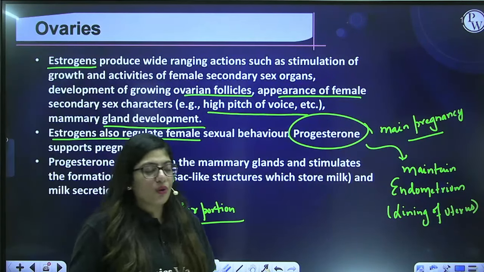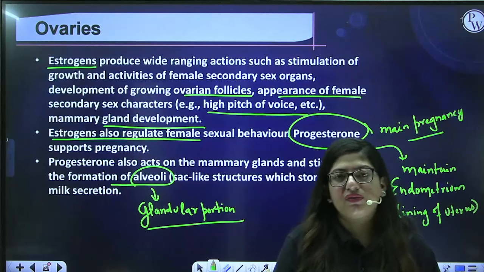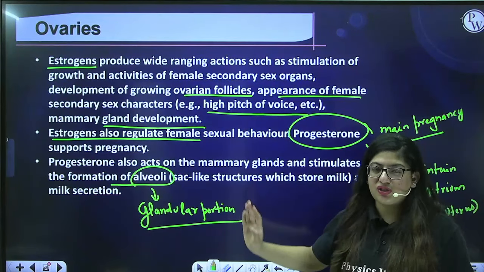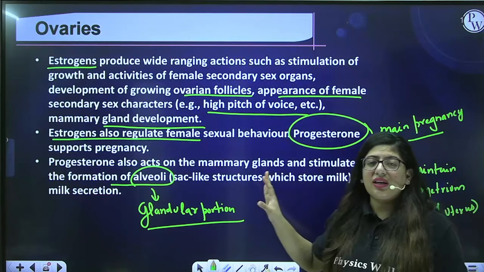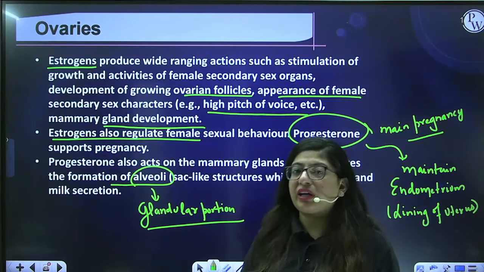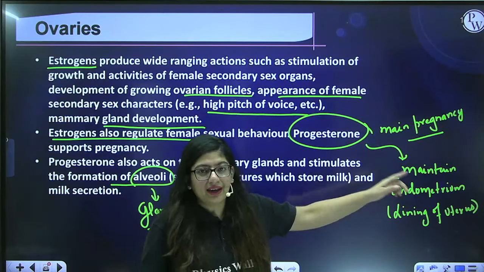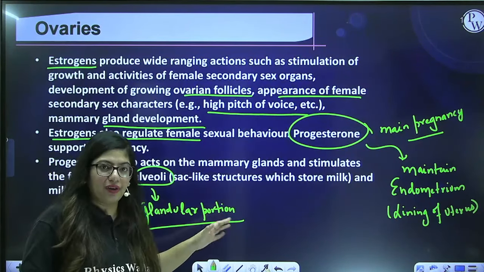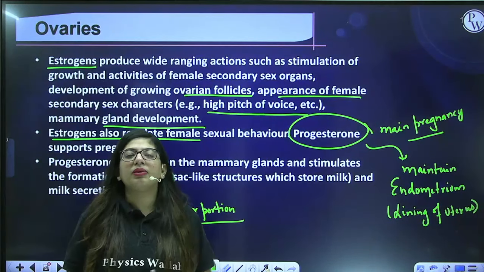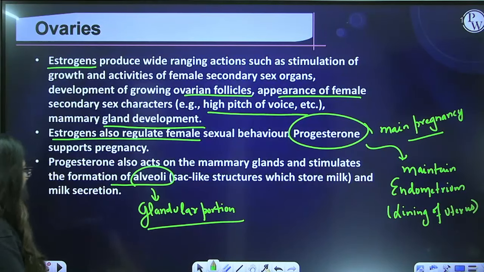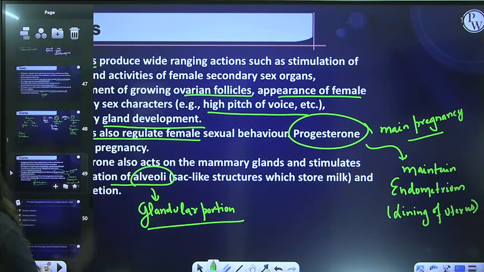Okay. So if someone asks you alveoli is developed under the influence of estrogen or progesterone, you will say progesterone. So that's the reason why milk is produced in a pregnant lady. Why? Because in a pregnant lady, more progesterone will be there. It will also develop the alveoli, and hence the mammary glands will be ready for milk secretion. All right, so that's about the ovaries.